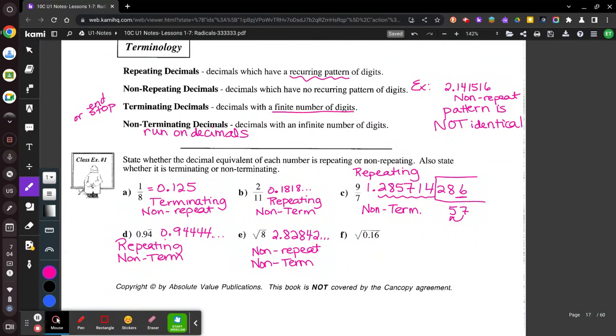Now, if I go square root 0.16, I'm going to get 0.4. That is a terminating decimal, and so it stops and it's not repeating. So it's non-repeating. All right, let's turn the page and see what other kinds of numbers we're going to deal with.